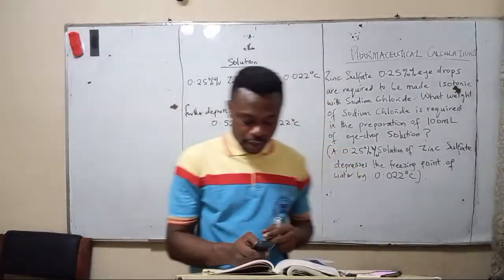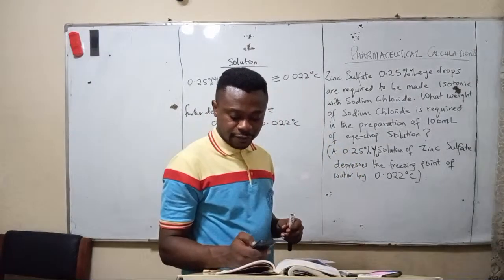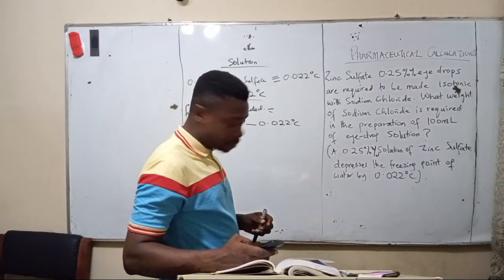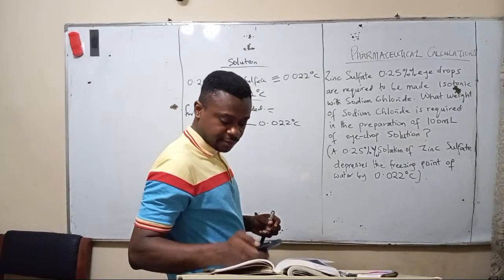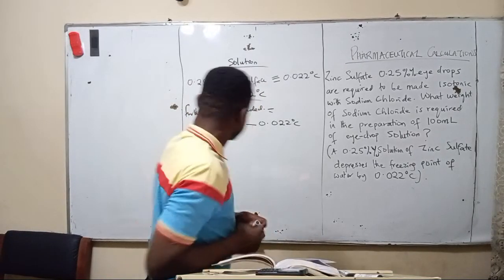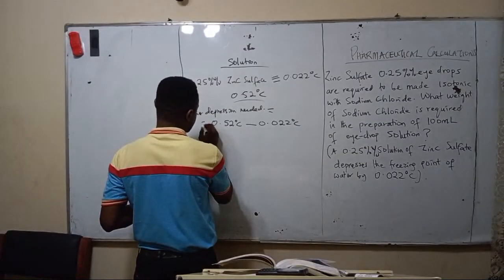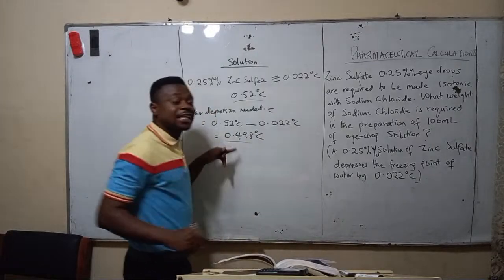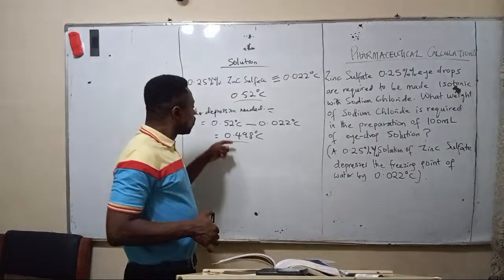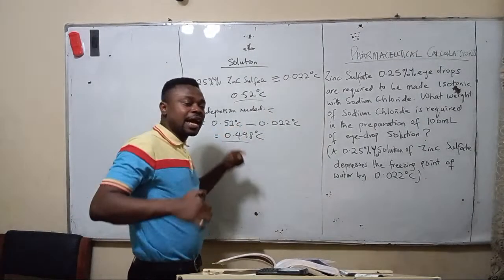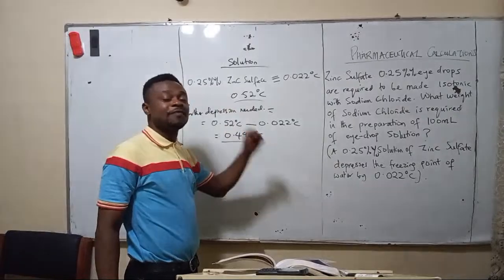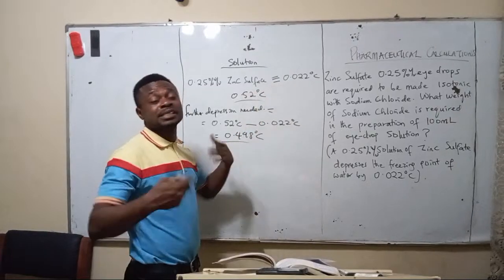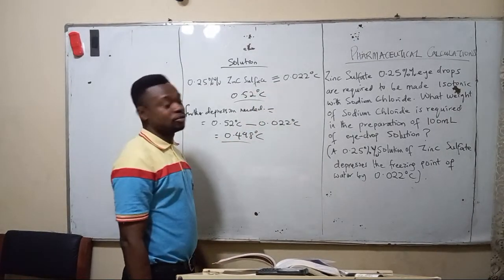So if that is the case, we now have 0.52 minus 0.022. I don't want us to waste time. So 0.498. We have 0.498 degrees Celsius. This is the further depression we need to make this zinc sulfate, this 0.25% weight in volume zinc sulfate, isotonic. Zinc sulfate cannot do anything again, so we need to add sodium chloride to be able to achieve this.